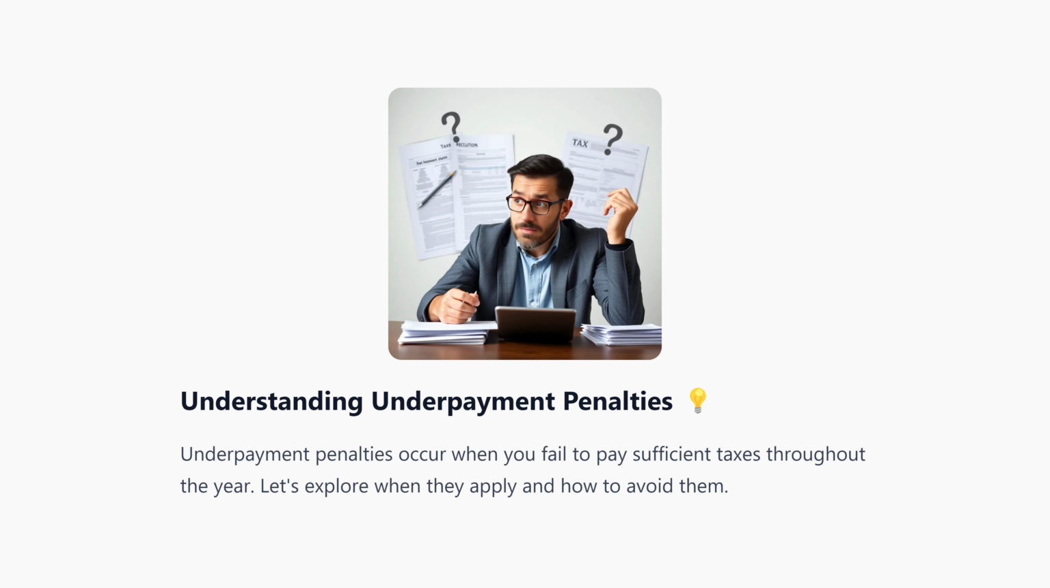Underpayment penalties arise when you've not paid enough taxes throughout the year. The IRS expects taxpayers to meet either 90% of the current year's tax liability or 100% of the previous year's tax. For higher incomes, those with an AGI above $150,000, the requirement is 110%. If your total tax due is less than $1,000, penalties are not applied.